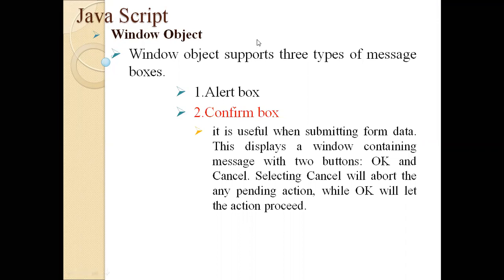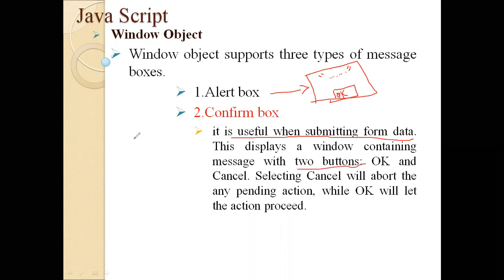As we saw earlier, the alert box will create a window, and there will be some message here, and then at the bottom we have an OK button for this alert box, as we saw already in the previous example. The confirmation box is useful when submitting form data, and this displays a window containing a message with two buttons.